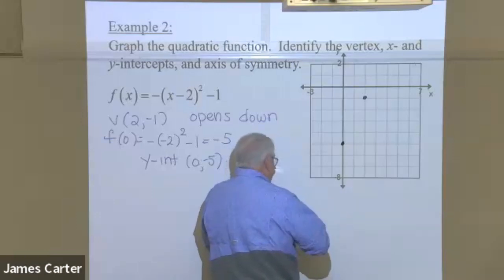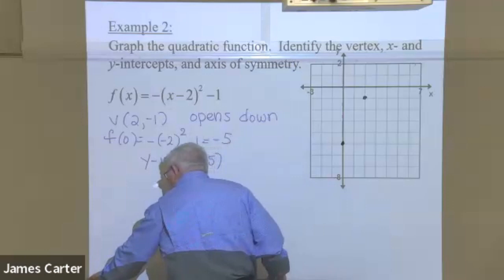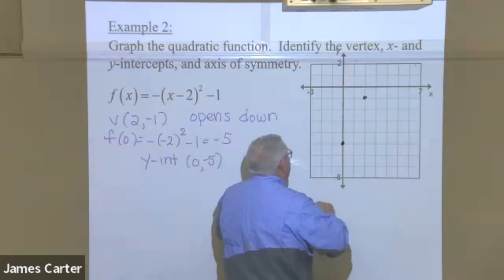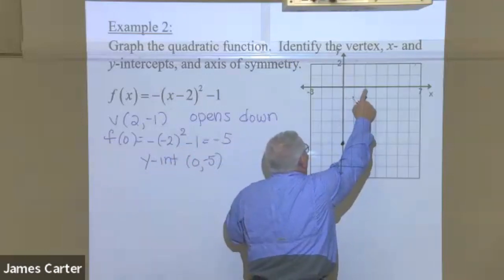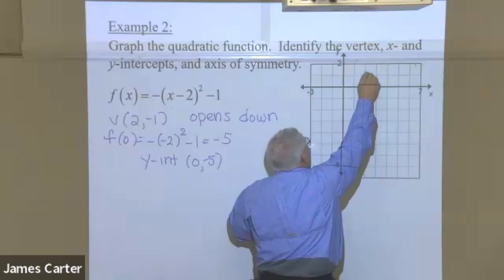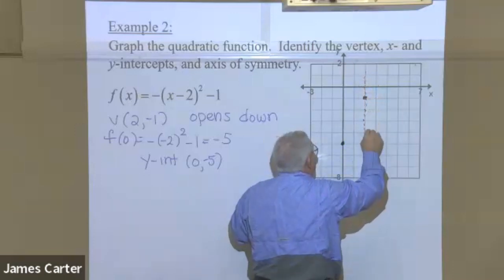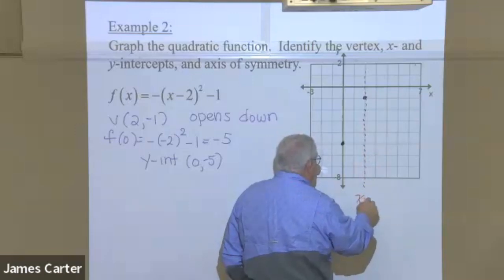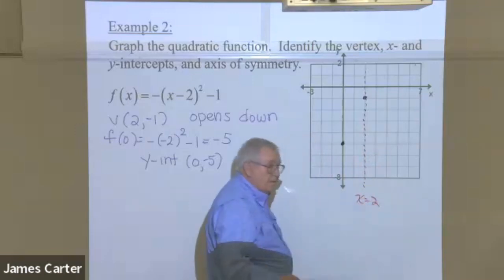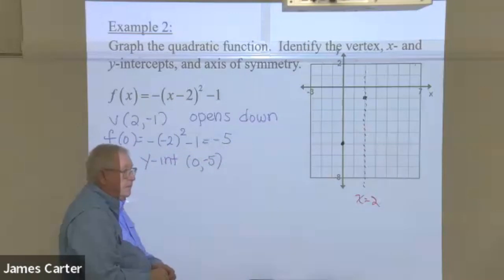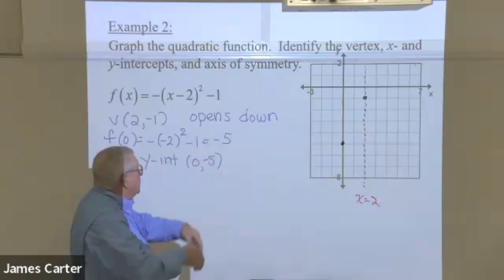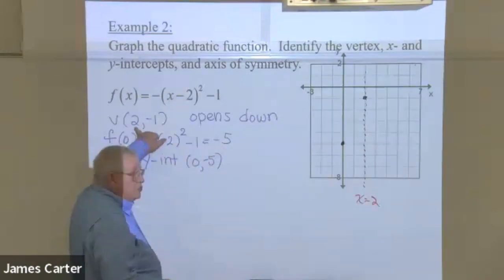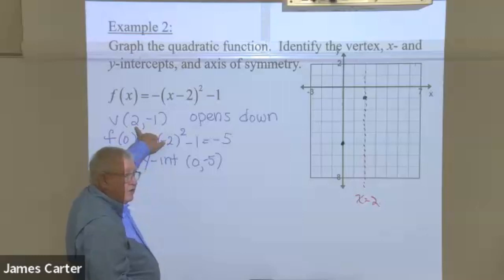Okay. Now, the other thing that we need to remember is because this is over 2 on the vertex, that means that this is the axis of symmetry. Okay? Because the axis of symmetry always goes through the x value of the vertex.